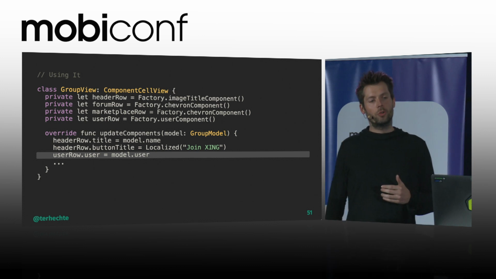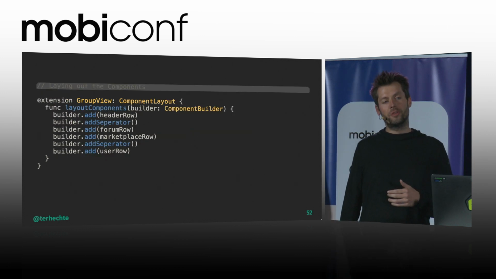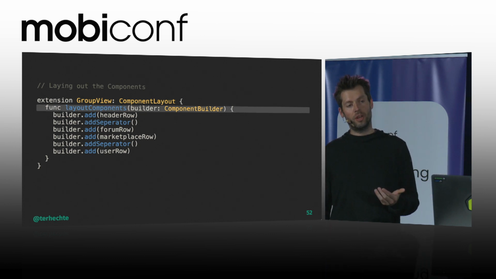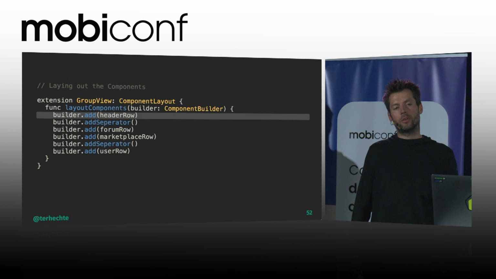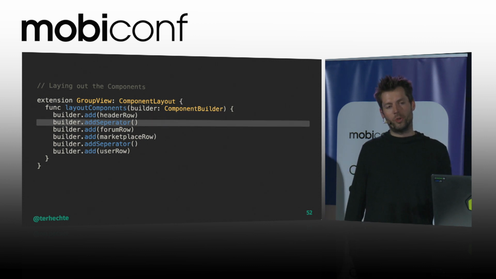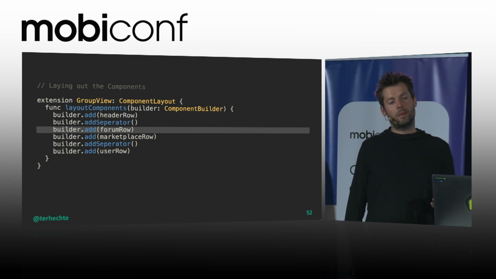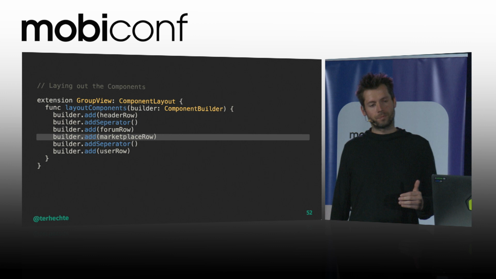Finally, we need to compose these elements together. There's a function that's called from the system, called layoutComponents. There, basically, we take our header, then we add a separator below it, then we stack a forum row below it, and finally, we stack a marketplace row below it.